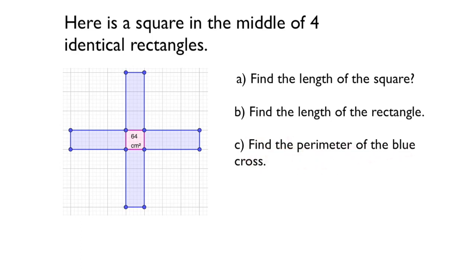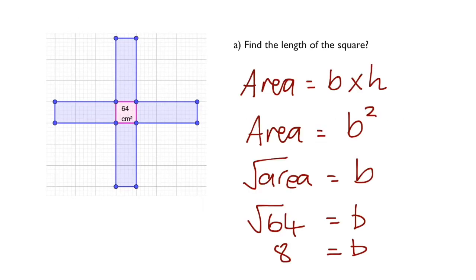Okay, so let's have a look at the clues given to us. The area of that square is 64 centimeters squared. So in order to find one of the lengths, we simply need to take the square root of 64, and that will give us the length of the square. And the square root of 64 equals 8. So that purple side is 8 centimeters.